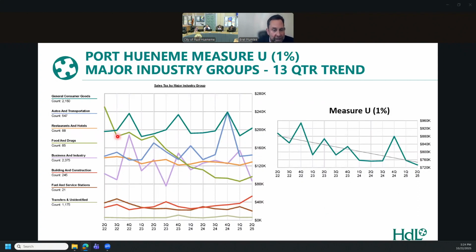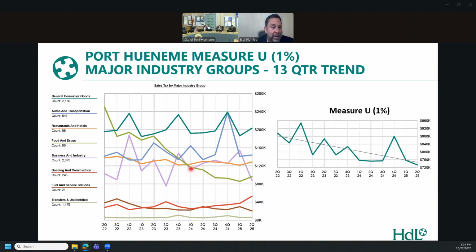So you can see the green line up there at the top with general consumer goods. That second green line is food and drugs. And look at that over the past 13 quarters, going back to second quarter 22, food and drugs has gone down very significantly, much more in Port Hueneme because of the big percentage of that sector made up by cannabis related businesses. So this drop in this sector is almost exclusively attributable to the decline in cannabis revenue throughout the state and in Port Hueneme itself.